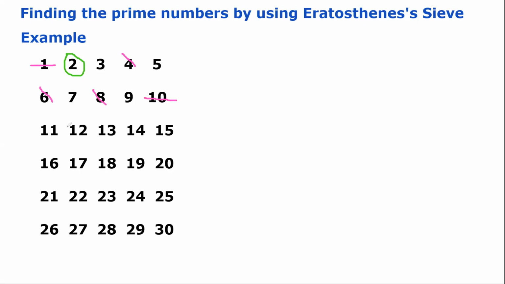10 is a multiple of 2. 12 is a multiple of 2. 14 is a multiple of 2. 16 is a multiple of 2. Cancel all the multiples of 2 from the listed numbers here. 18, 20, 22, and 24 are also multiples of 2. 26 and 28 are multiples of 2. Then 30 is also a multiple of 2, so cancel these numbers too.